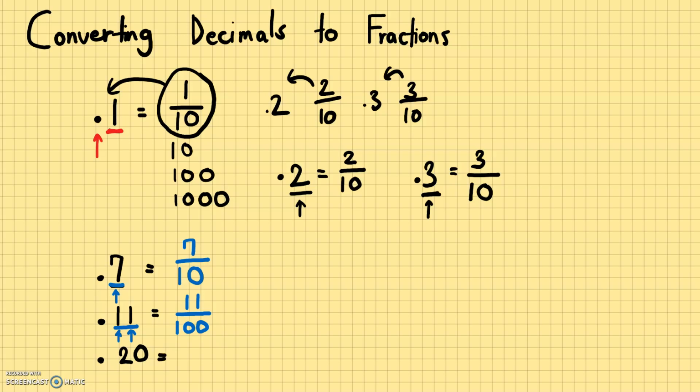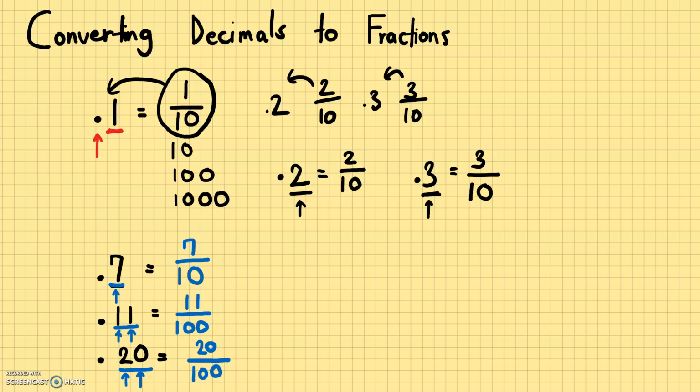And then lastly, 0.20. This number again is the numerator, 20. And the denominator again starts with 1. And again, there are 2 numbers here, 2 and 0. So you can write 2 zeros down here. Okay, so that's all you need to do to change a decimal to a fraction.